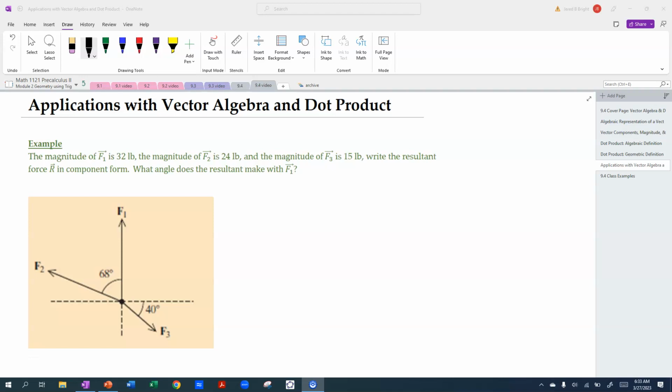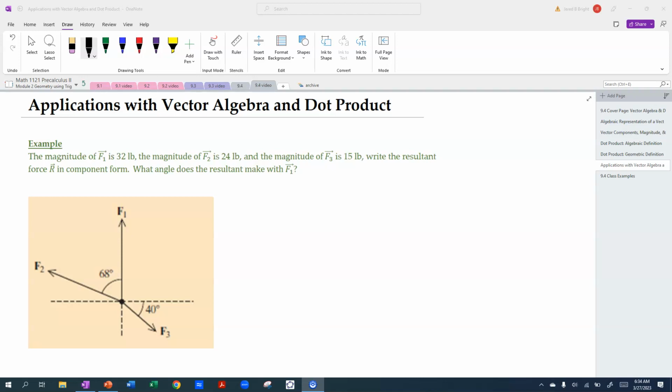Welcome, and we had to do one word problem to kind of wrap things up. So here we have a multi-force scenario. We have three forces shown, and some information is given about them. We want to figure out the resultant in component form, and then also the angle that it makes with F1.